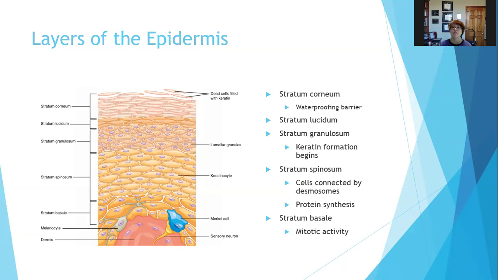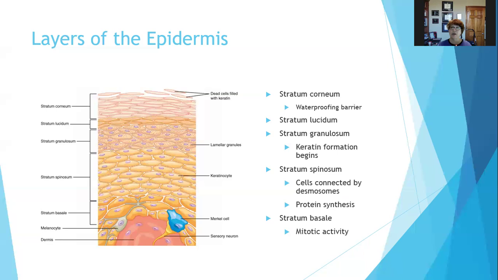The stratum spinosum is where the cells are connected by desmosomes, and that's where the protein synthesis occurs. That's where the keratin is being made by the cells as they move up. And as the outer layer gets sloughed off, the other cells move up. The stratum basale is the only area of the skin with mitotic activity where new cells are being produced. So when we get a wound of whatever sort, you have to get down to those cells in order for new cells to be produced.